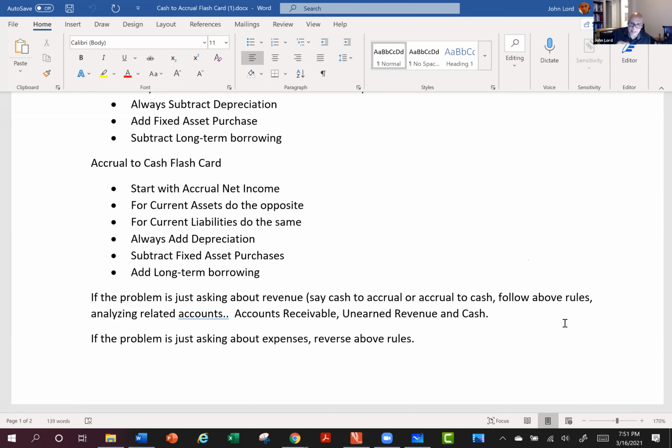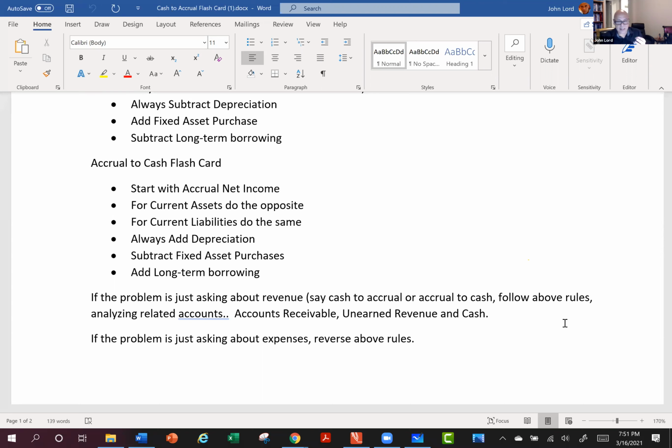And for assets, do the opposite. If they increase, subtract them. If they decrease, add them. For current liabilities, do the same. If they increase, add them. If they decrease, subtract them. Always add depreciation, right? Because now you've got accrual net income, consider depreciation expense, but it didn't use any cash. To get to cash net income, you have to add depreciation. Subtract fixed asset purchases, add long-term borrowing.